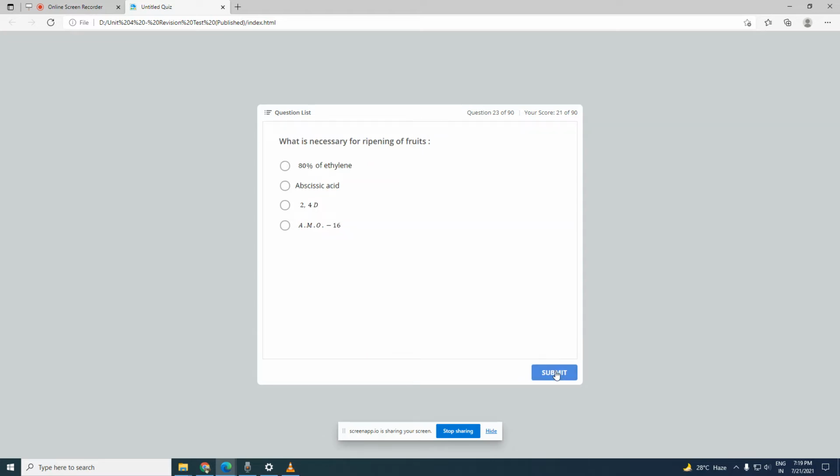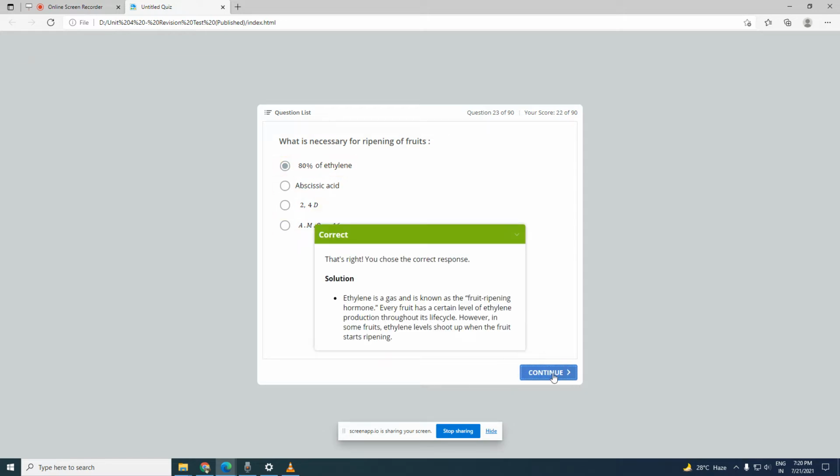Next question. What is the necessary chemical for ripening of fruits? Can you find it out? Is it 80% ethylene or abscisic acid or 2,4-D or AMO-1618? Which one is the right answer for the 23rd question? The 80% ethylene is the right answer.